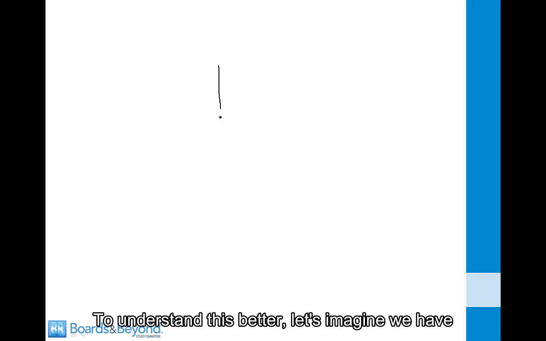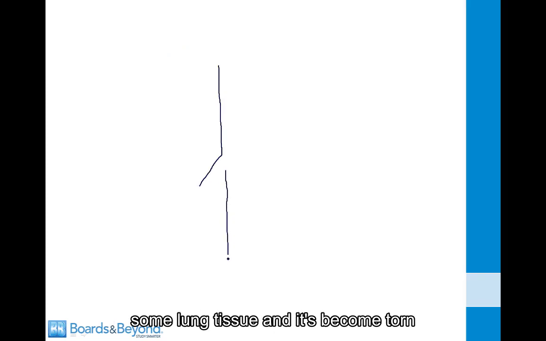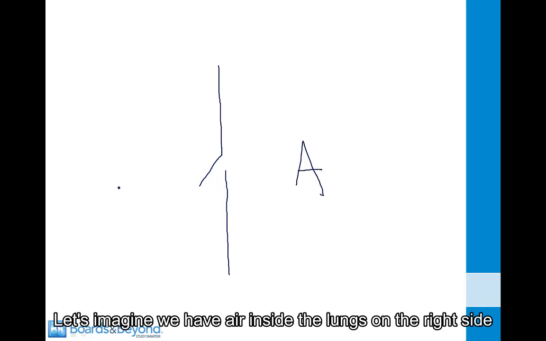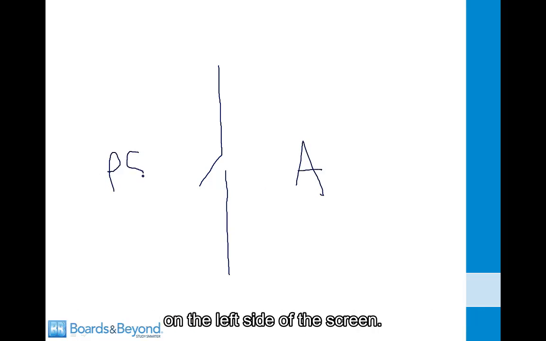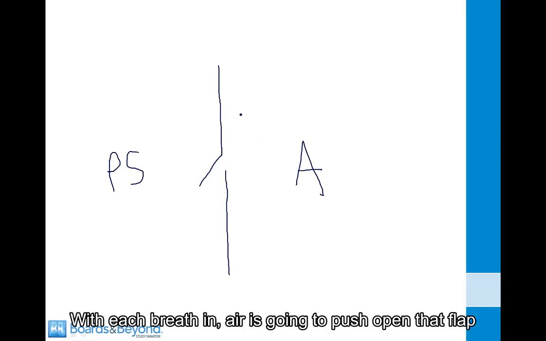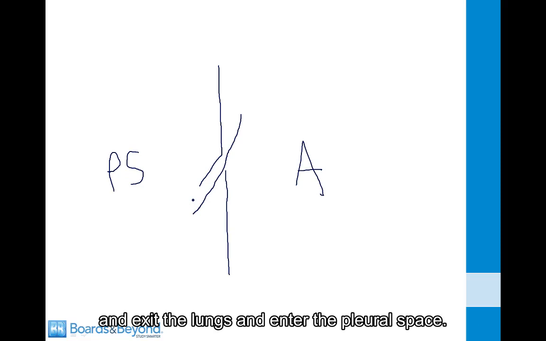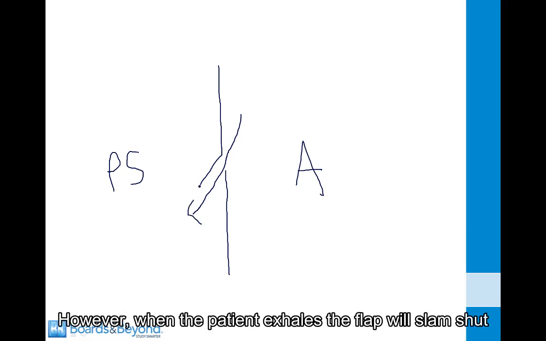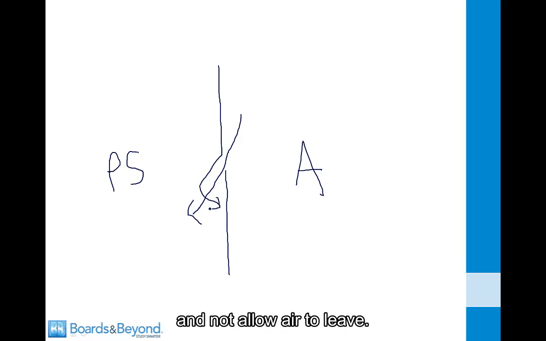To understand this better, let's imagine we have some lung tissue and it's become torn and created a flap in that tissue. Let's imagine we have air inside the lungs on the right side of the screen and the pleural space on the left side of the screen. With each breath in, air is going to push open that flap and exit the lungs and enter the pleural space. However, when the patient exhales, the flap will slam shut and not allow air to leave.